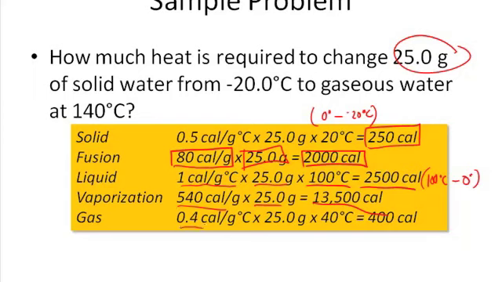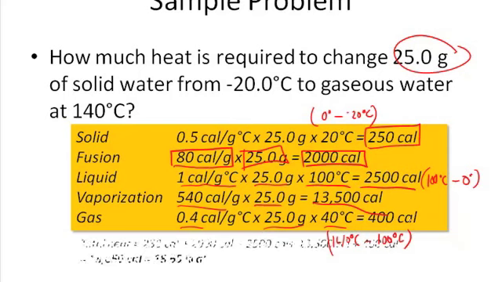And gas, where we have 0.4 calories per gram degree Celsius. Again, that's the specific heat times the mass, times 40, which is T final, 140 degrees Celsius, minus 100 degrees Celsius. So we take a look at all that, we add them all up, and we get 18,650 calories, or 18.65 kcals, in order to go from this temperature to this temperature.